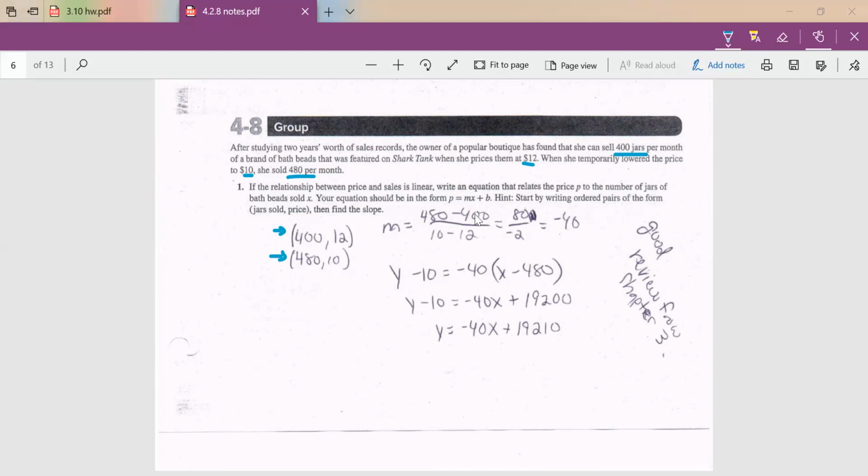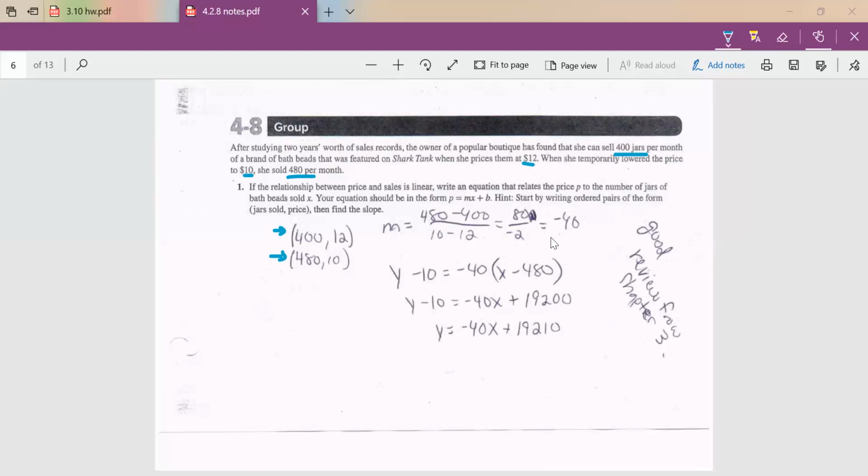Then I calculated the slope because it's asking us to write a linear equation that relates the price of the jars to the number of beads sold, x, and your equation should be in the form P equals mx plus b. P is really just our y. Okay, so let's find the slope. So I found the slope, 480 minus 400 is 80, 10 minus 12 is -2, 80 divided by -2 is -40. So what does that slope mean, right? This means that when she lowers the price, this is 40 jars per $1.